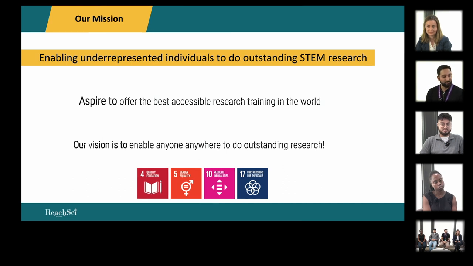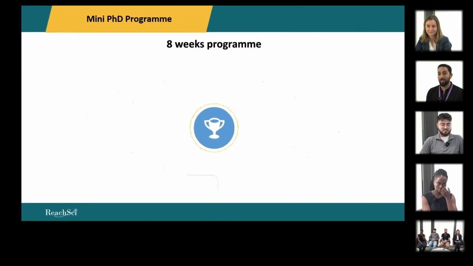Our goal is to enable anyone, anywhere, to do outstanding research, or at least this is our vision. And again, how do we do this? We have a program we call the mini PhD, because we try to bring everything we learn through our PhD to this program. The 8-week program teaches you everything from the research proposal all the way to writing your report or paper, the whole thing.